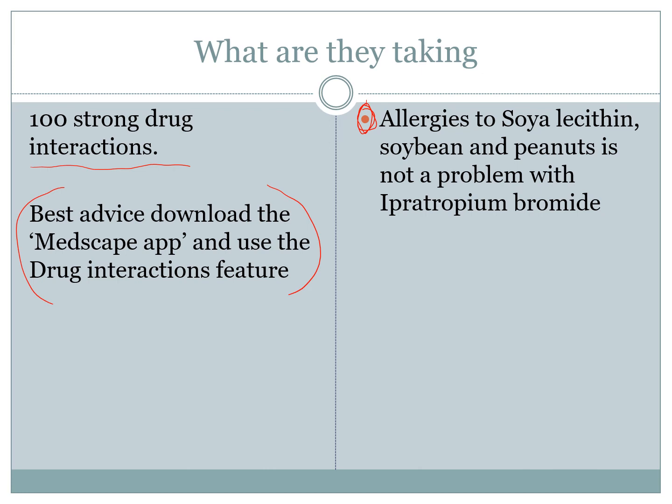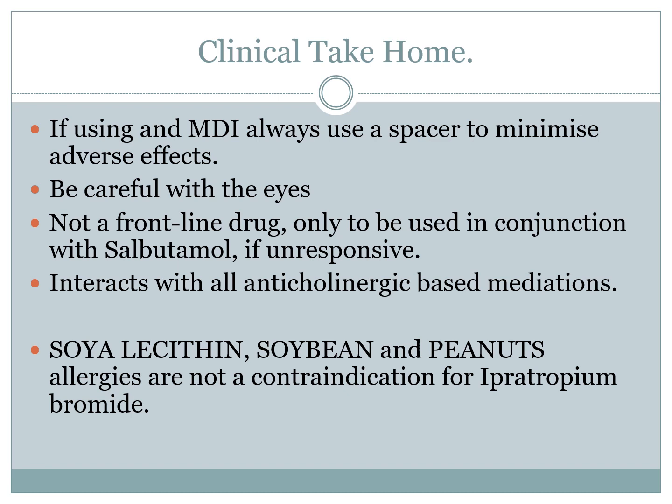Okay, we'll finish up with a few clinical take-homes. First of all is, if you are using the MDI, always use a spacer. Okay, now this minimises adverse effects. It's very true for salbutamol, and it's true for ipratropium bromide. Because you're inhaling it into the area that you want the most effects, most of the drug is going to be absorbed by the receptor sites within the lungs, and therefore minimising systemic effects and therefore minimising adverse effects as well. If you're using the nebulized form, you just mix it into the nebulizer with salbutamol itself.